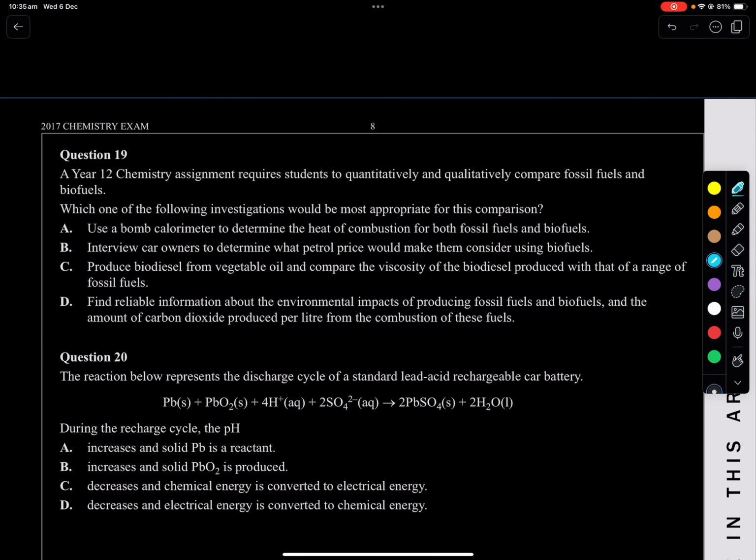So what about question 19? A Year 12 chemistry assignment requires students to compare quantitatively and qualitatively. So quantitatively means numbers, like calculations. Qualitatively is descriptions and comparisons and stuff. So the Year 12 chemistry assignment requires students to quantitatively and qualitatively compare fossil fuels and biofuels. Which of the following investigations would be most appropriate for this comparison?